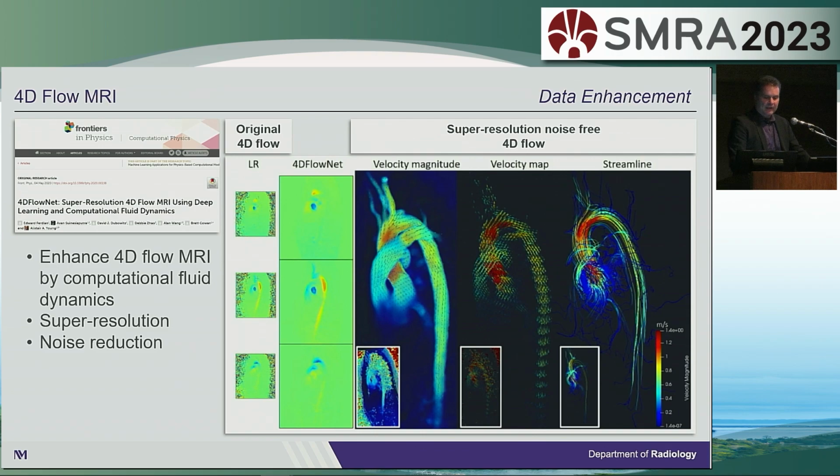And this is a nice work here by Alistair Young from London, where he showed that he can enhance the 4D flow spatial resolution and reduce noise by using high resolution computational fluid dynamics as the ground truth data for training these types of networks. And you can see this nicely if you compare the original and the fully resolved data.